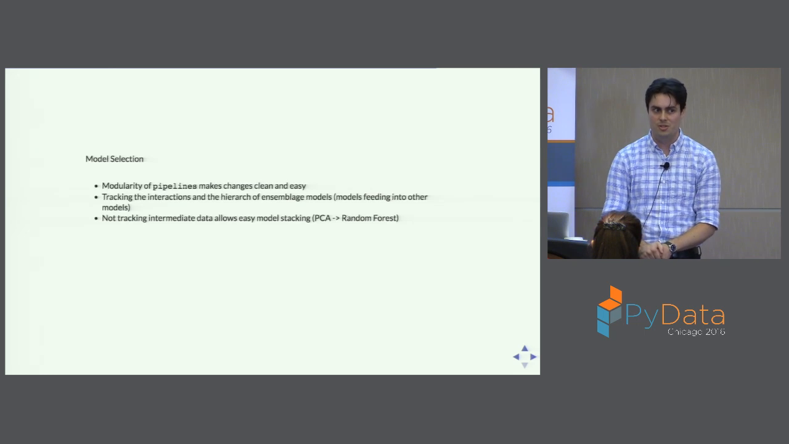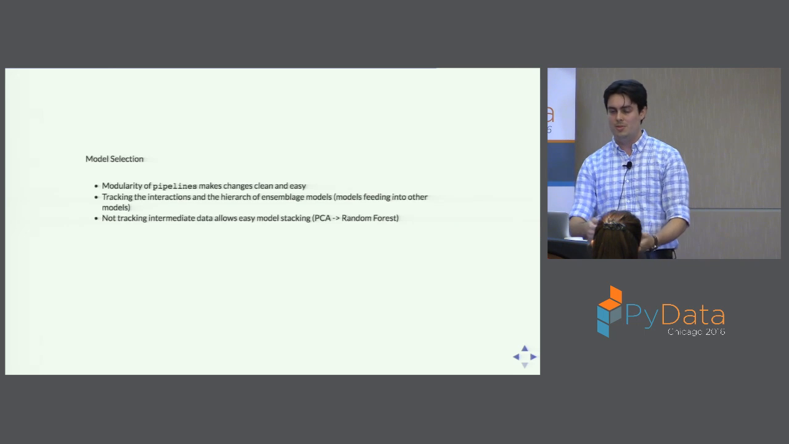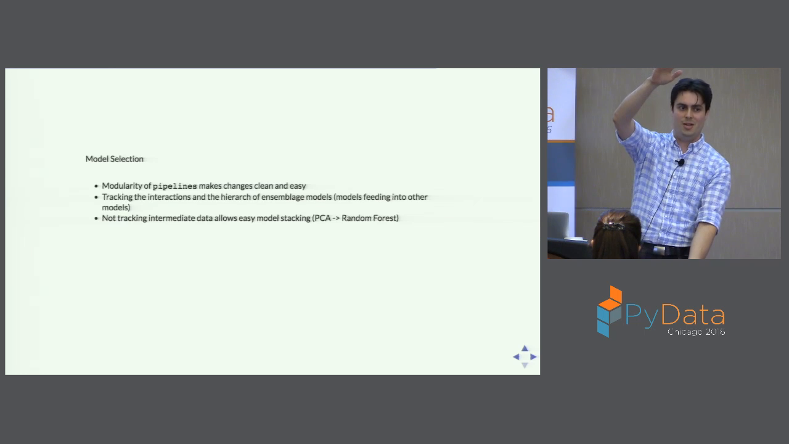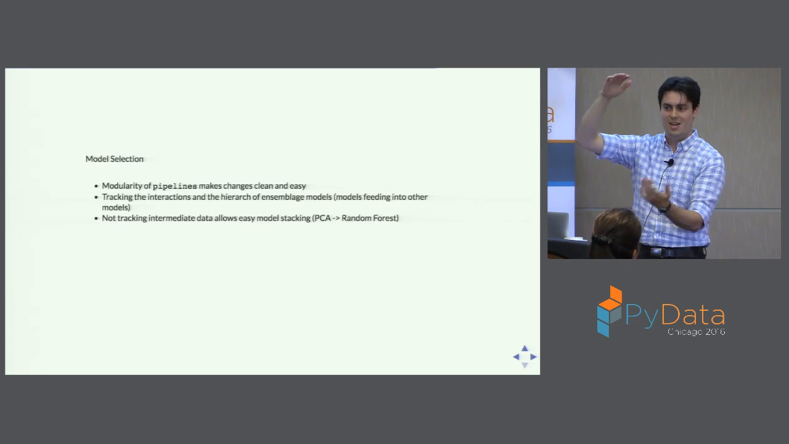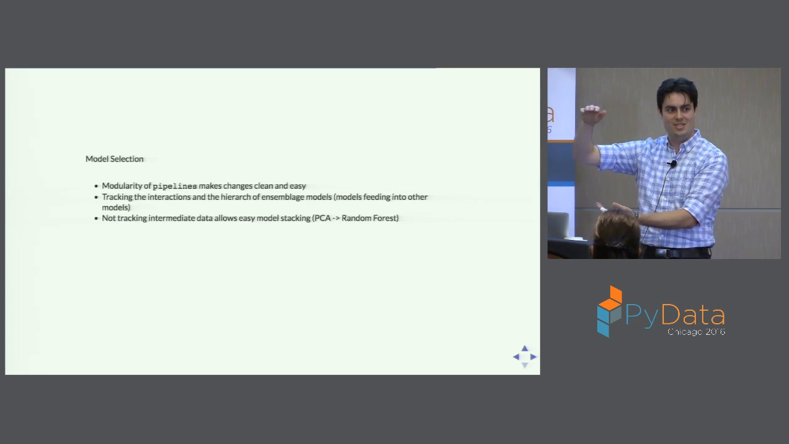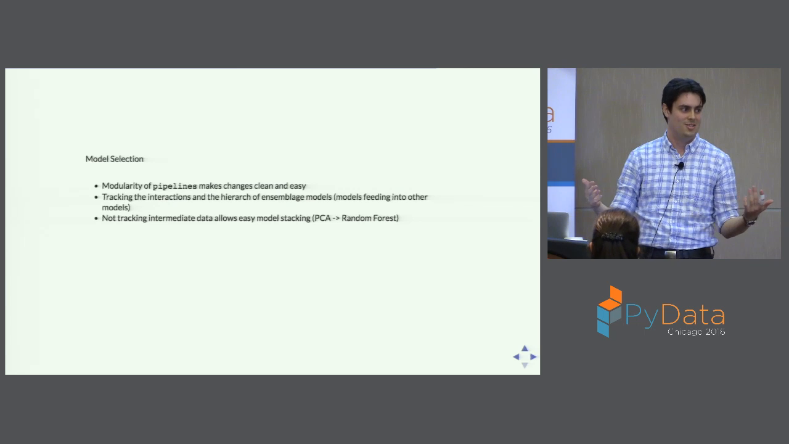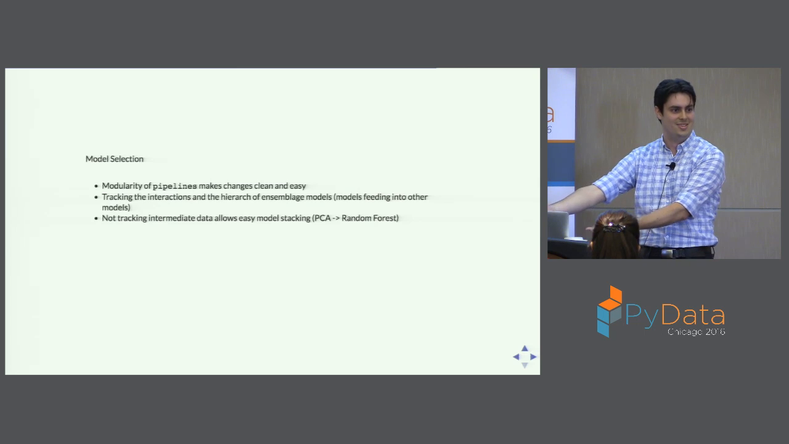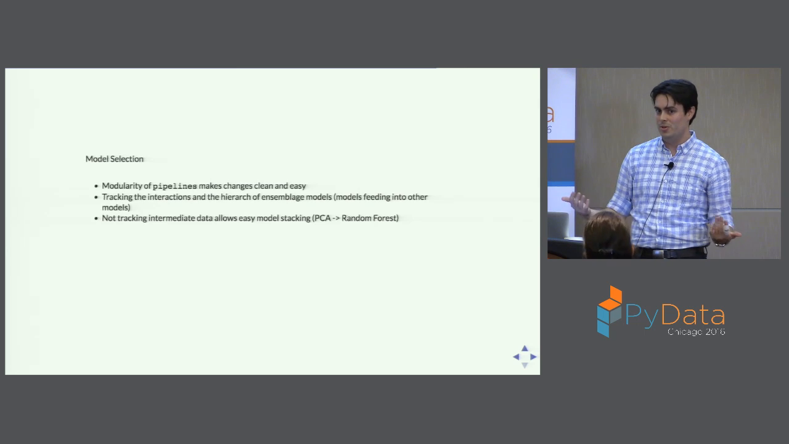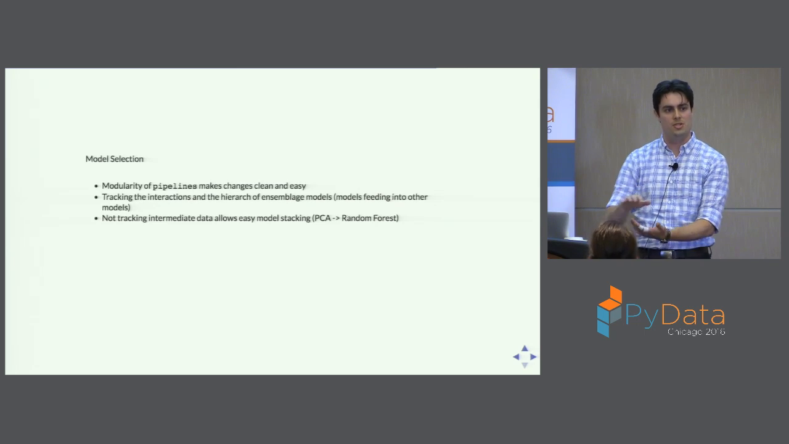Tracking the interactions in the hierarchy of assemblage models. So assemblage models, when you get into some of these Kaggle competitions, you get like 300 models predicting the inputs for another 200 models to 10 models, and that's your answer. And that's crazy sauce. How would you keep track of that? I wouldn't. I'd keep track of this, obviously. The whole talk is about this. It's super important to be able to actually track where all these things are going and coming.